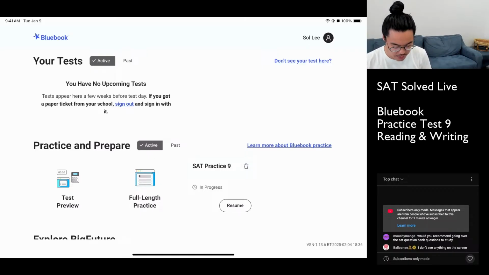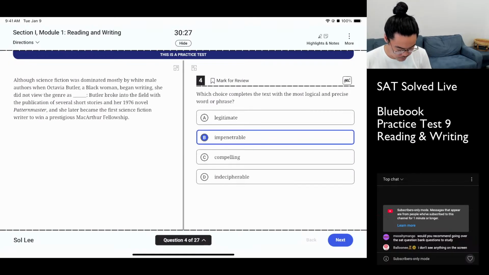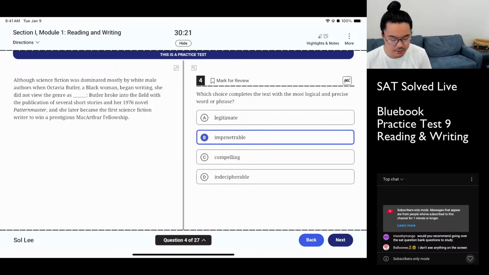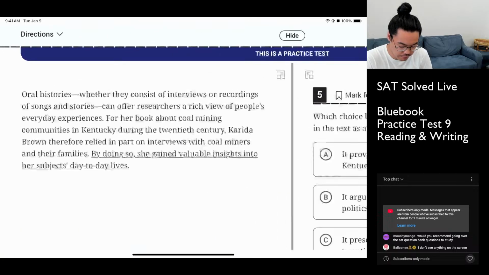So sorry about that. I'm going to resume practice test 9. Here we go. All right, so I've just finished all of the word and context questions, and I basically just predicted all my answers, and they weren't particularly hard to predict. All the evidence was right there in the passage. So here we go. Number 5.